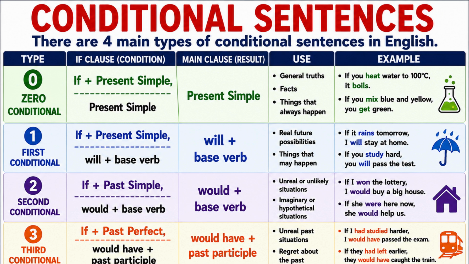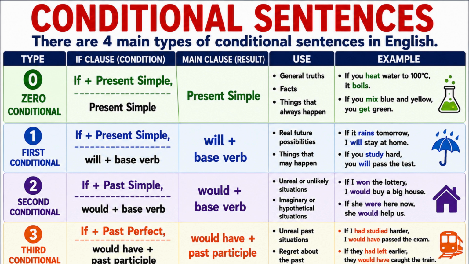Negative. If plus subject plus had not plus past participle, subject plus would not have plus past participle. Examples: If I hadn't forgotten my keys, I wouldn't have been late. If she hadn't missed the bus, she wouldn't have arrived late. Questions. What would plus subject plus have done plus if plus past perfect? Examples: What would you have done if you had seen the accident? Where would they have gone if they had had enough money? Who would she have invited if she had organized a party?